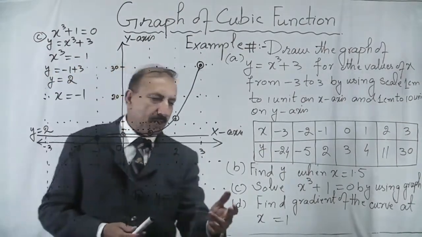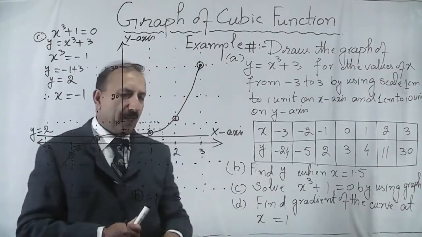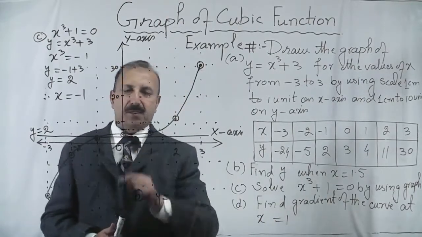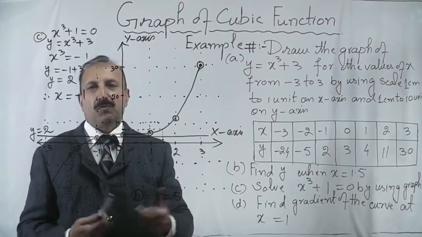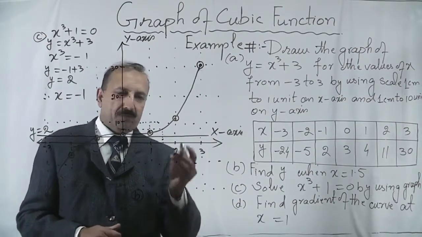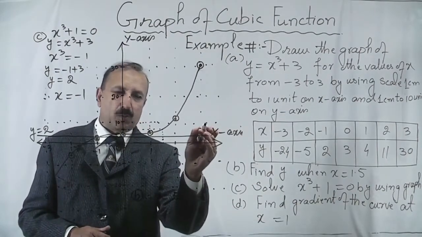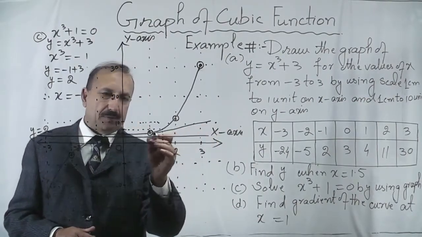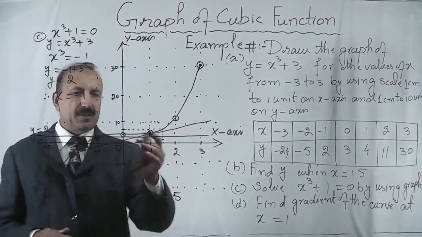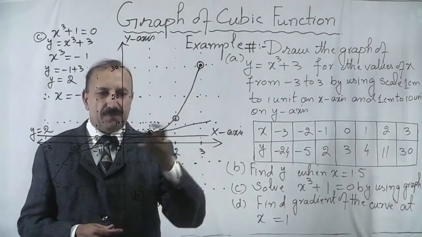Now move towards part number D, and part D is we are supposed to find the gradient of the curve at the point x is equal to 1. Here is x is equal to 1, and we need to find the line gradient with the help of tangent line. I will draw this line approximately that will touch this point at this point. This is the point where this line intersected, and we are supposed to find the gradient of this curve at this point.